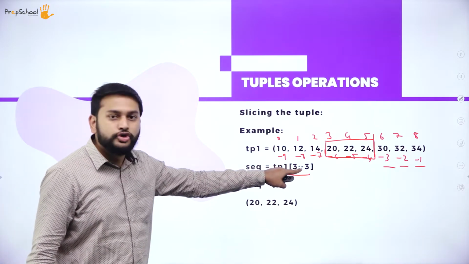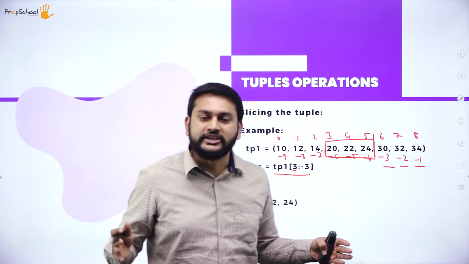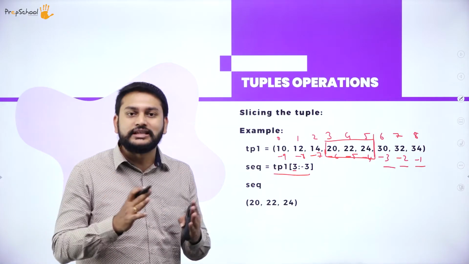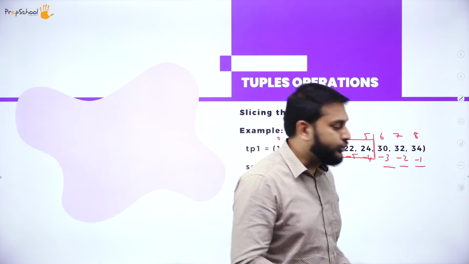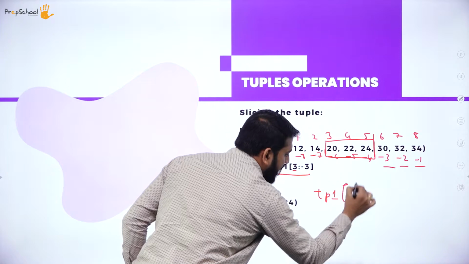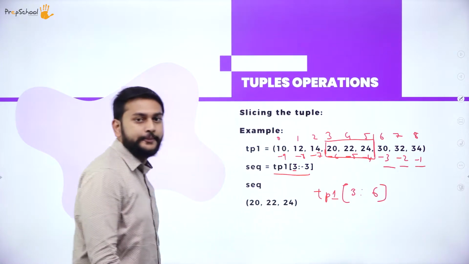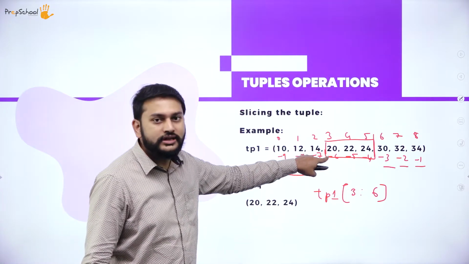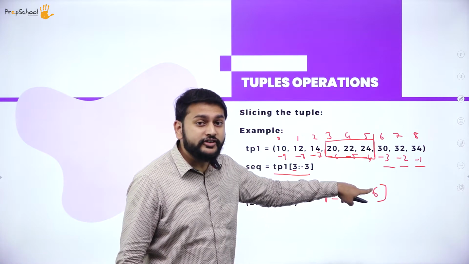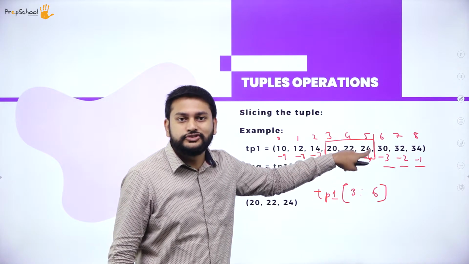Always in slicing, whatever the stop value that you have given, previous to that one value, we will be extracting. That is what you need to remember. So always it happens in slicing. Suppose, imagine I have given TP1, start value is 3 and stop value is 6. Let's imagine like this, right? So starting, what is that I have here? 3. So 3, 4, 5. The stop value I have given 6, but I'll not take 30. I'll take till only 5, that is 24.